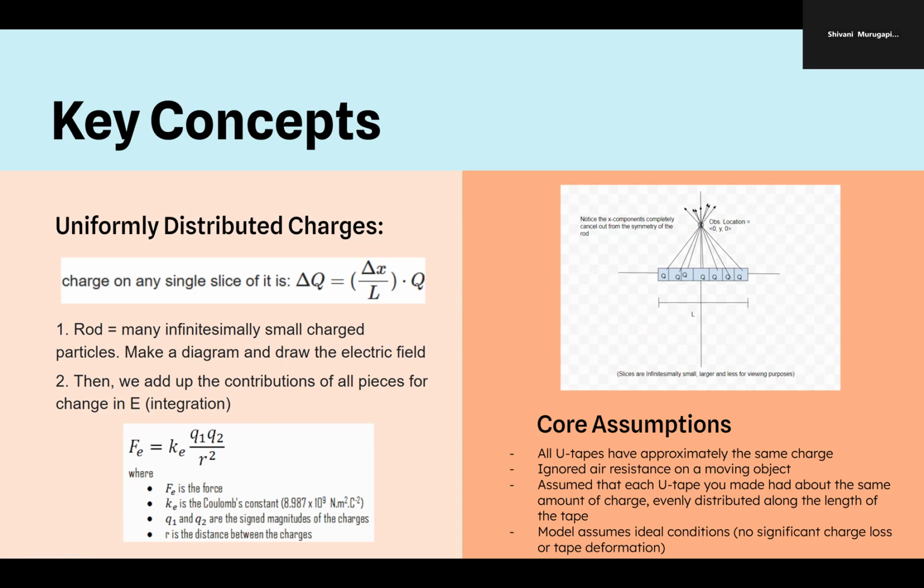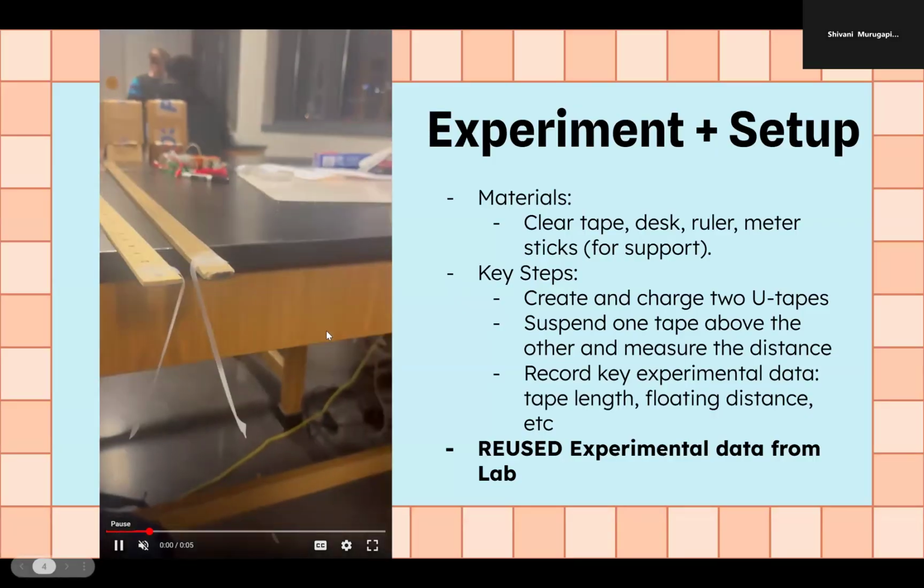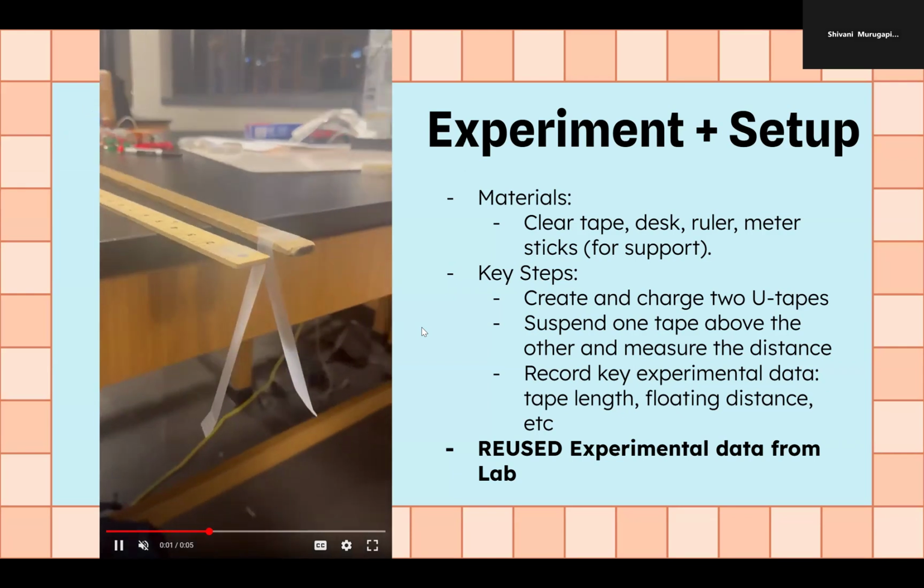Our core assumptions here are that all the tapes have approximately the same charge. We're going to ignore air resistance, and we're going to assume that this charge is evenly distributed along the length of the tape, and then some ideal conditions like no significant charge loss when we actually end up charging and using the different tapes. So the experiment itself, as highlighted here, involves clear tape, a desk, a ruler, and meter sticks.